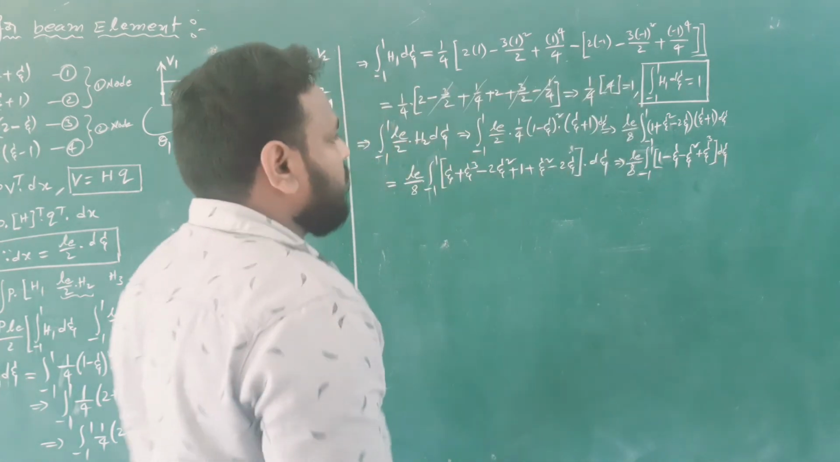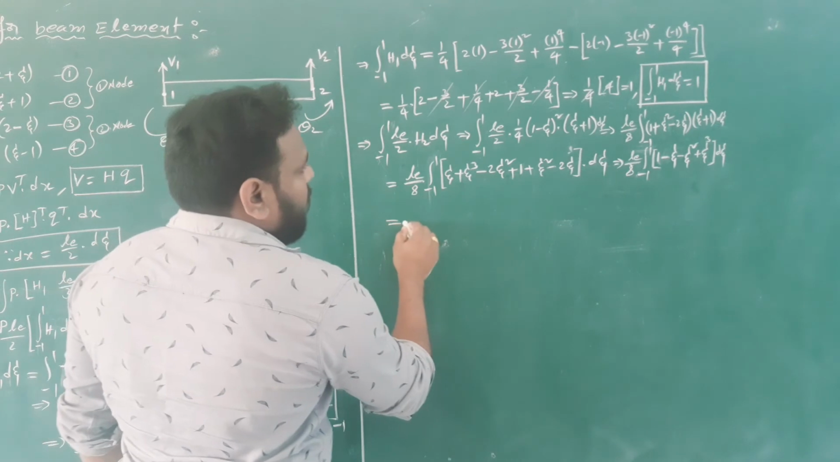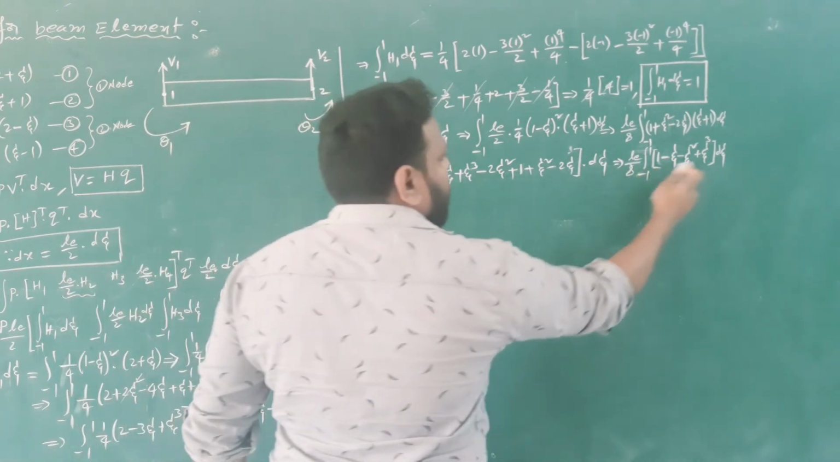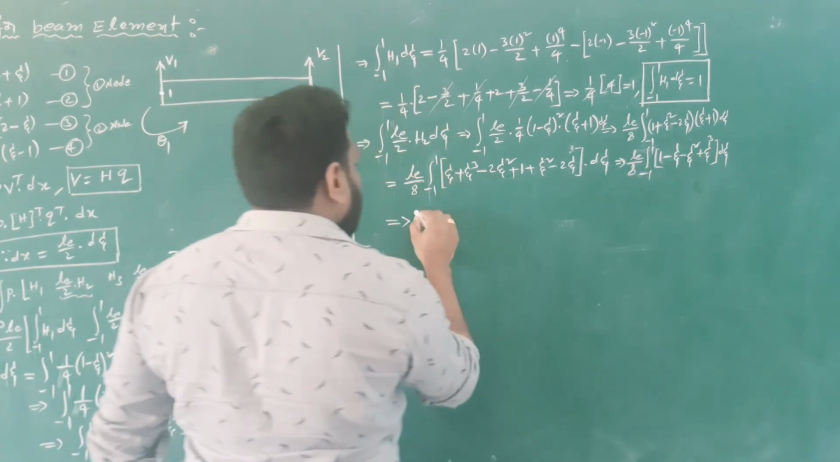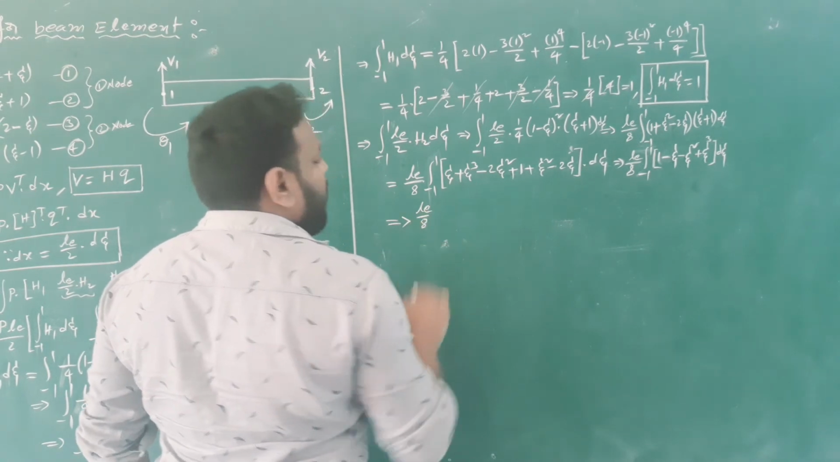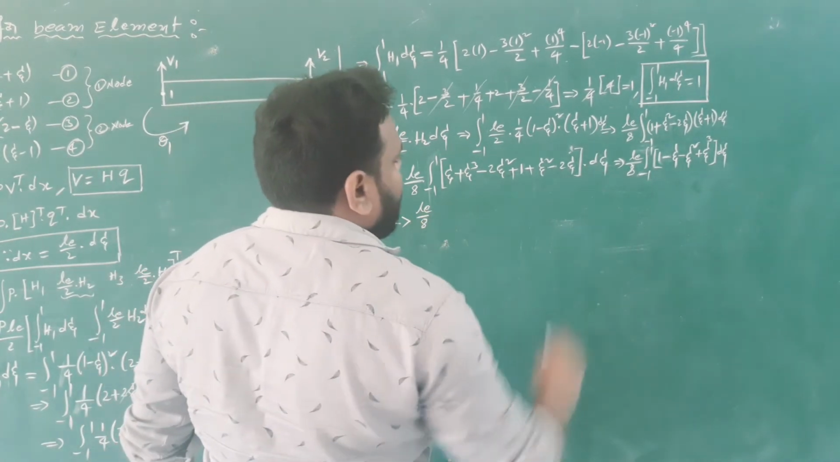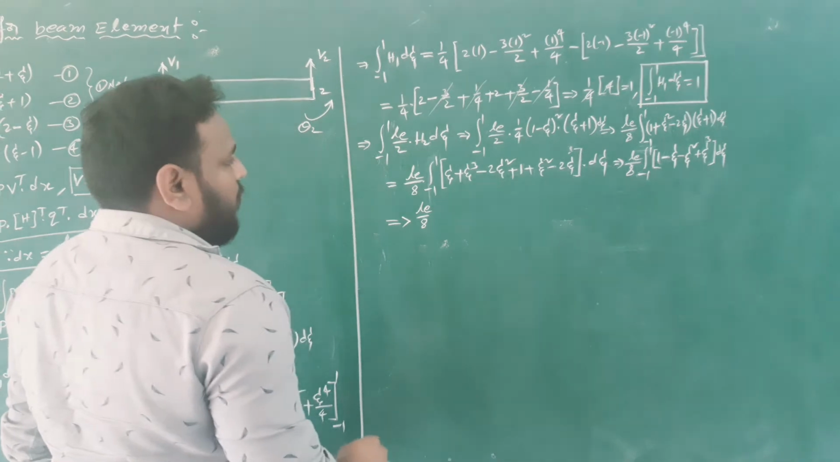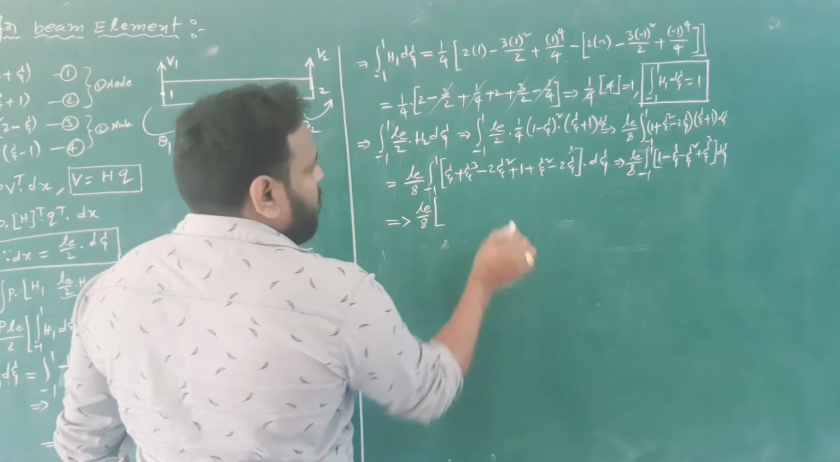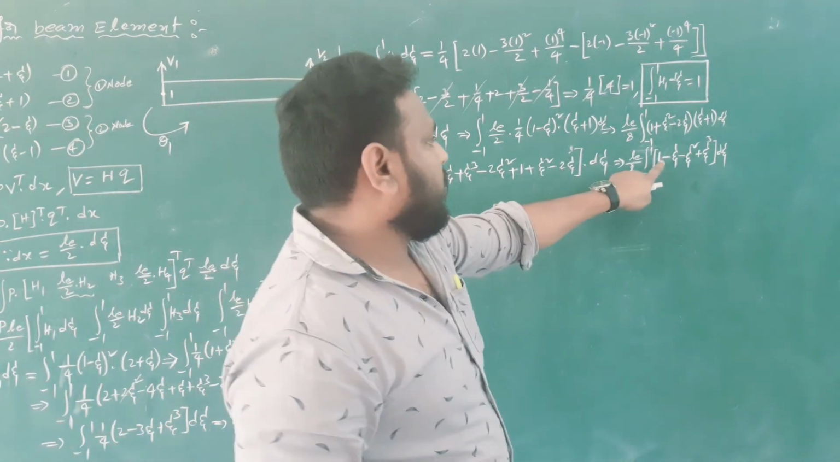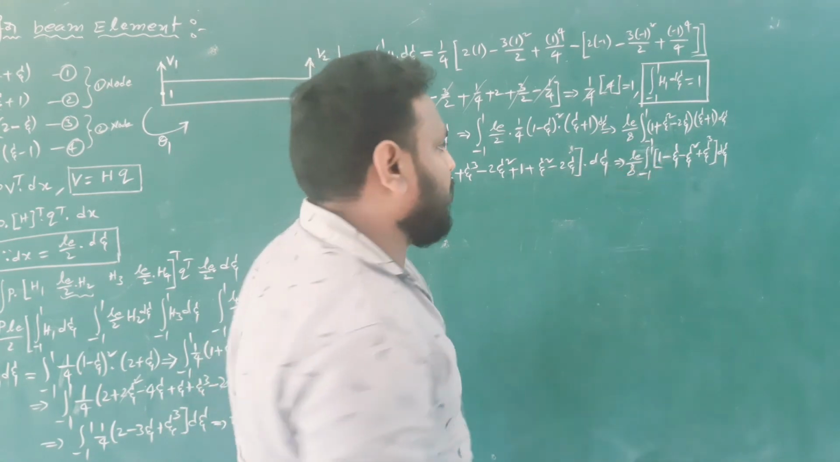Next, integrating the entire equation here, that is LE by 8 into integrating the entire equation, then you will get the final equation. So one integration is j.